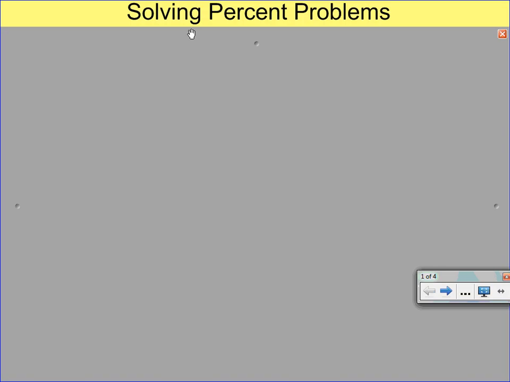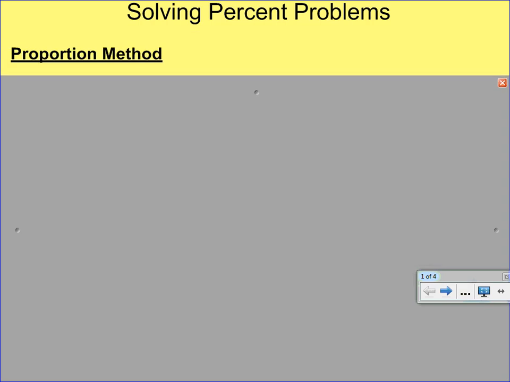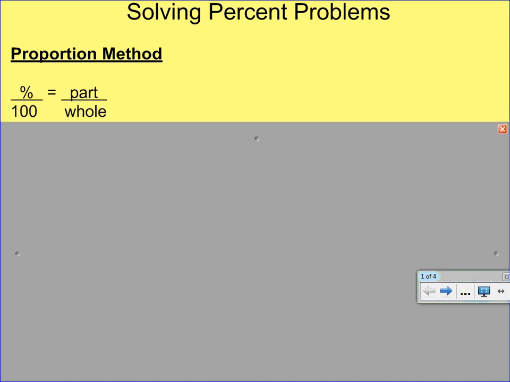Going to teach you how to solve percent problems. We have two different methods that we're going to use called the proportion method and the equation method. So we're going to start by showing you what those methods are and then continue with examples demonstrating each of those methods. So beginning with the proportion method, it's obviously going to be a proportion.